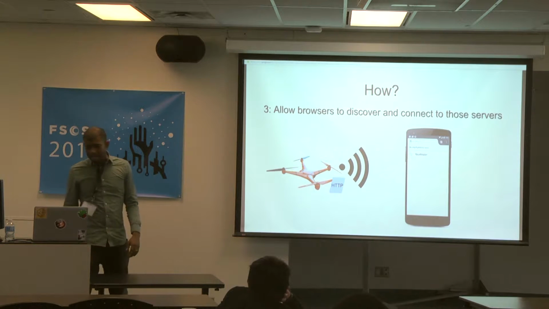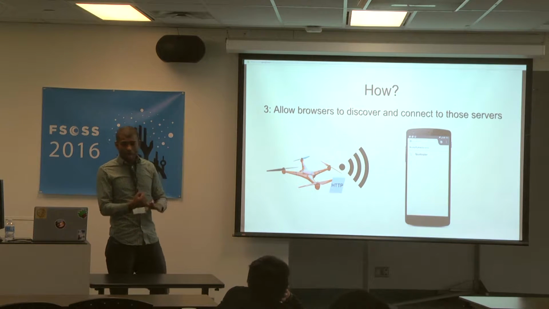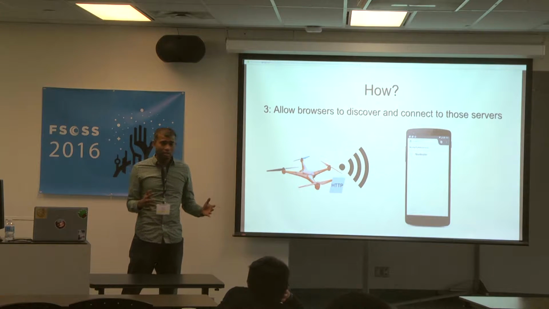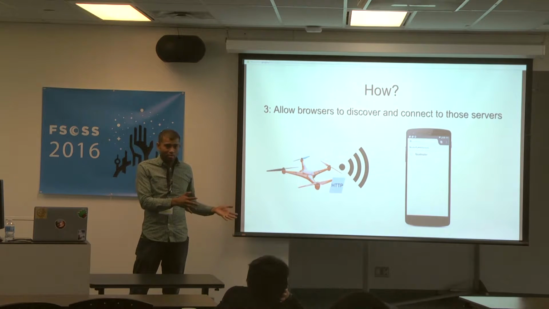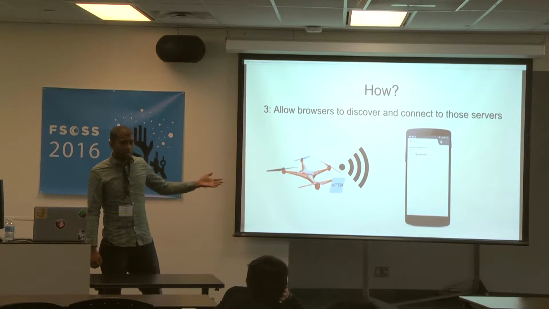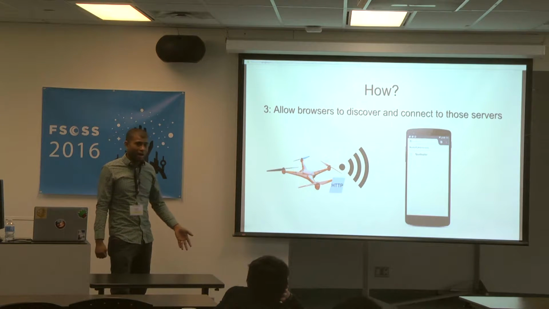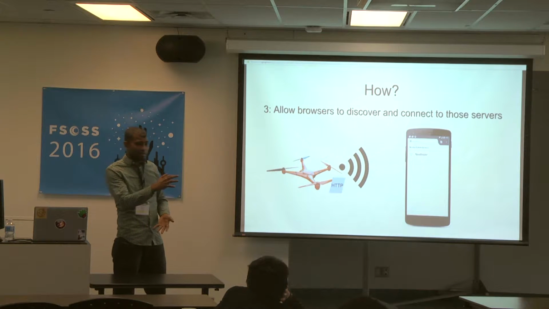So the third step, which is where we actually get to the meat of it, is we want to allow browsers to discover and connect to these servers. So we add a component to the browser, similar to a bookmark list, except it's not filled with bookmarks you made before. When you visit that list, it does a discovery, and it shows you the things around you that you can connect to. Here are the services around you that I've discovered.